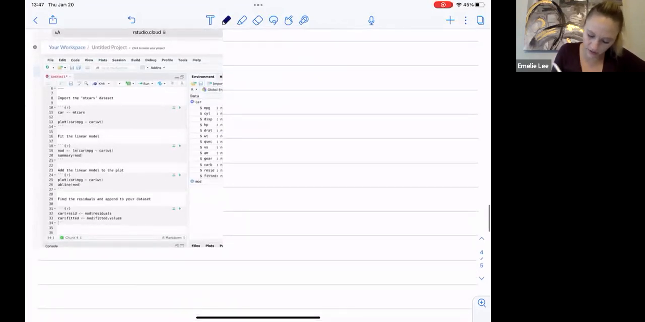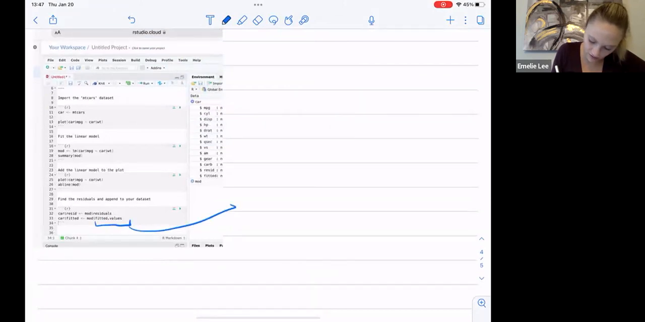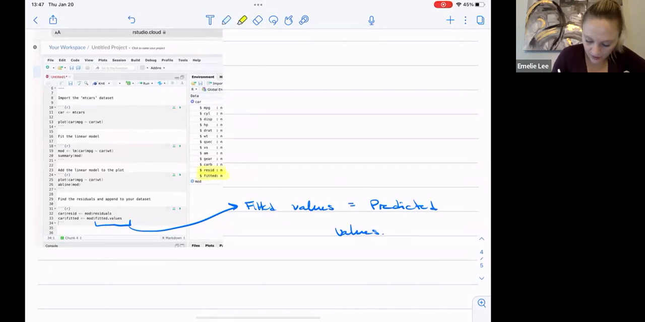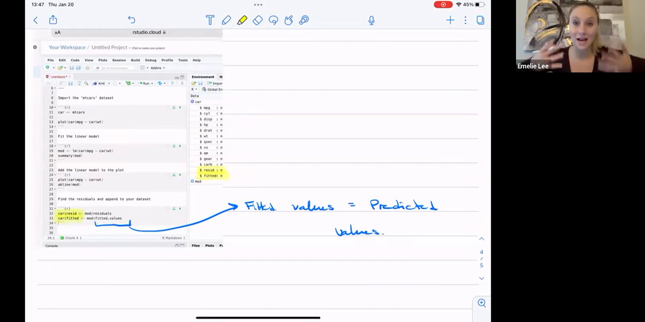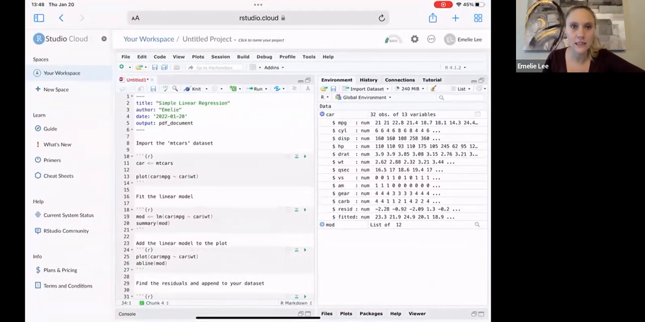So now, right, what I wanted to say was that the fitted values are the predicted values. Okay. And so notice that now the car data has this $resid and $fitted, which I have added to the data set. I want to go back and look at the car data set.